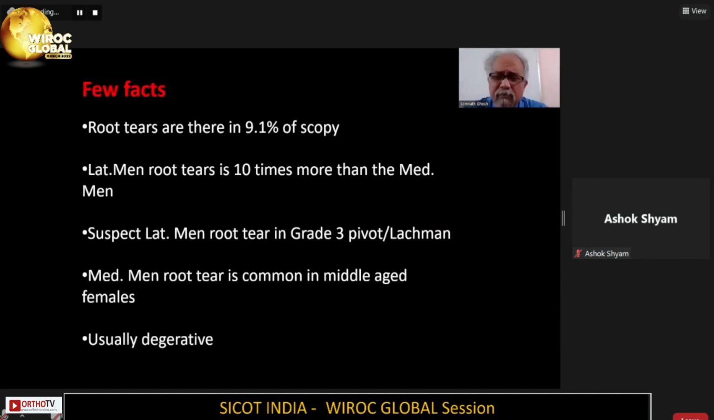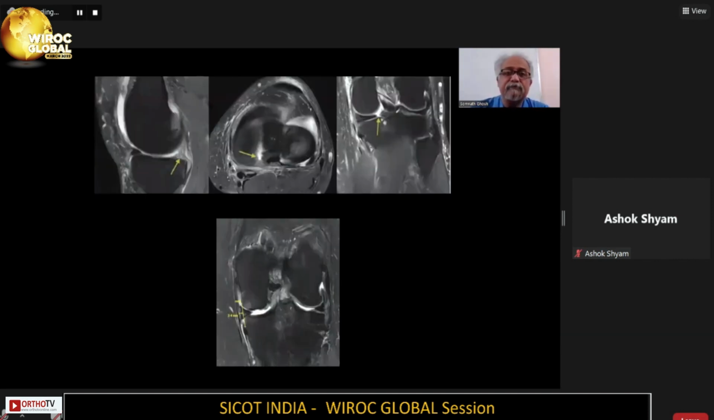A few facts that we have to remember: root tears are nearly 10% when we do the scopy for young people. Lateral meniscal root tears are 10 times more than medial meniscus. And even in the MRI, we can miss the lateral meniscus root tear. Suspect a lateral meniscus root tear in grade 3 pivot or Lachman, because the roots really give us extra stability. And medial meniscus root tear is common in middle-aged females, specifically the overweight, and it is usually degenerative.